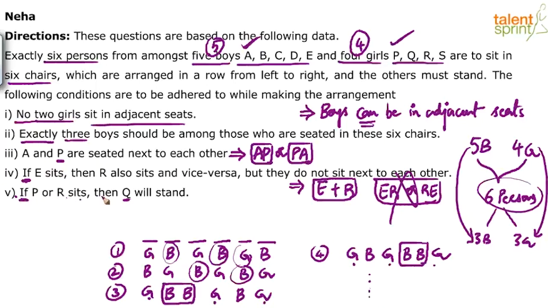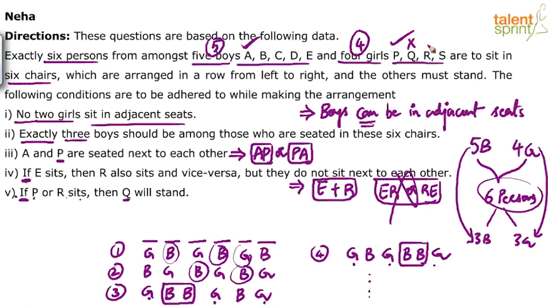If P is there or R is there, then Q will stand. But point number 3 clearly states that P is in the group. Now, according to point number 5, if P is there in the group, then Q will stand. So we know that P is definitely there, which means Q is definitely out of the group. Whatever be the question type, Q will never be selected because P has been selected.